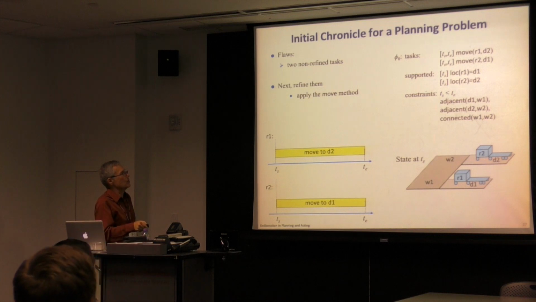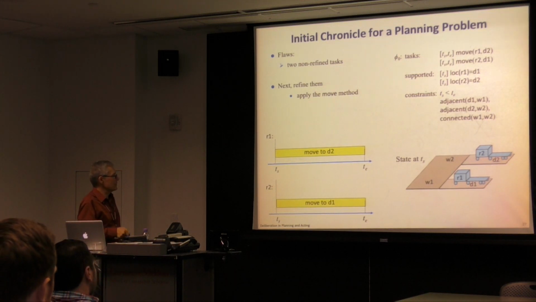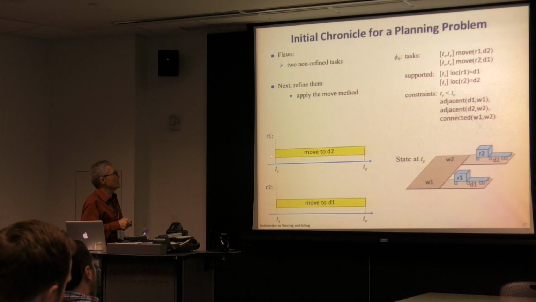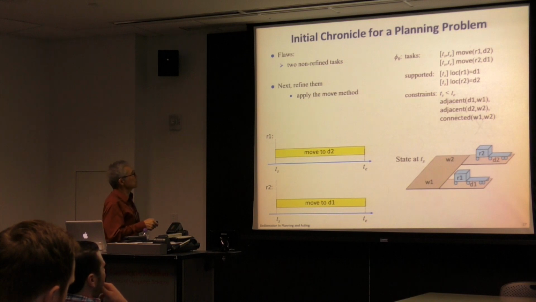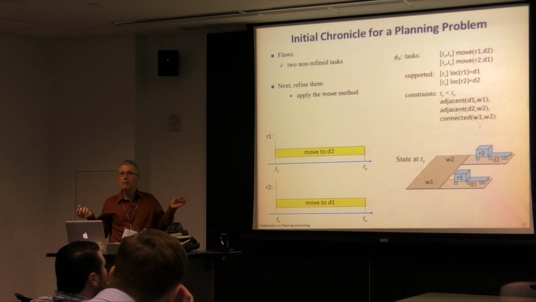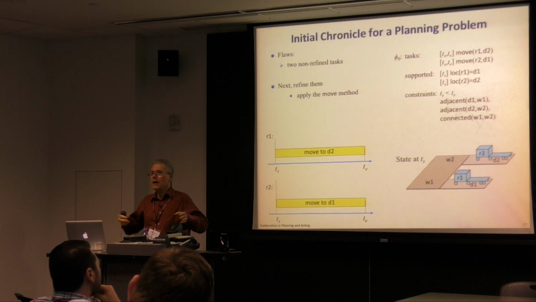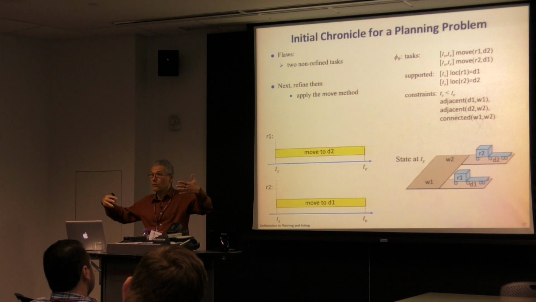So, here's the initial chronicle. I went through what it was earlier. Here's a graphic representation of it. Robot 1 has this task, Robot 2 has this task. Okay? So our flaws are we have two tasks that are not refined. So the algorithm would refine them one at a time. I'm going to do them in parallel simply to make things go faster.